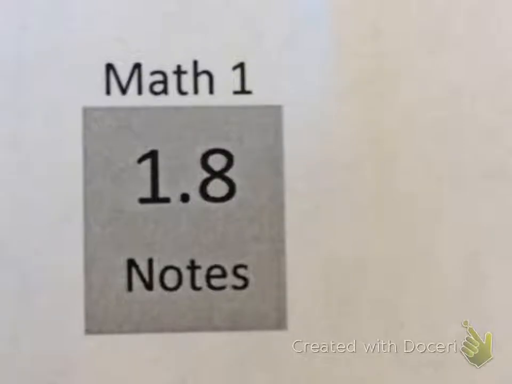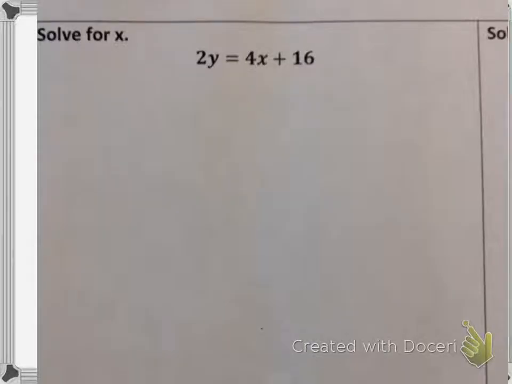This is note-taking guide 1.8 for Math 1. Today we're going to solve literal equations. So what does it mean to solve a literal equation? It actually means to take an equation and solve it for a certain variable. The other variables are not going to go away. It's really just rearranging them, getting them so that the one variable you're looking for is on one side all by itself. The rest of them are just kind of hanging out wherever else they can go.